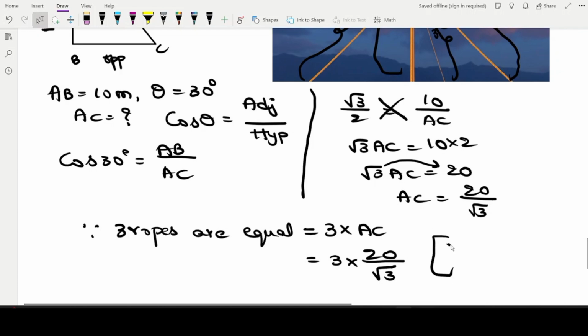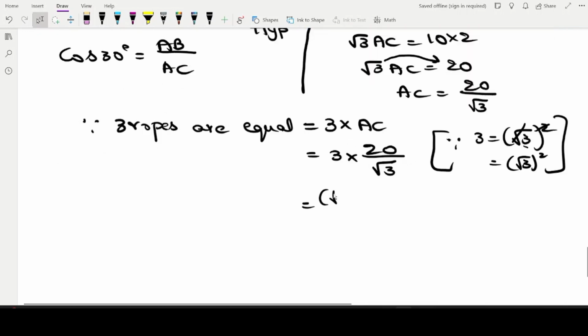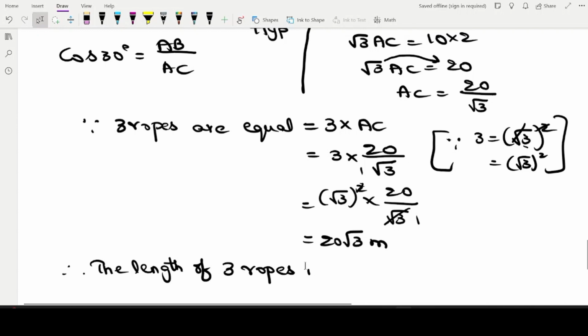As we discussed earlier, we can write 3 as root 3 whole square, where the square root gets cancelled and you will be left with 3 again. Writing the 3 as root 3 whole square into 20 divided by root 3, one root 3 gets cancelled. Now you are left with root 3 into 20, which is 20 root 3 meters. So therefore, the length of the 3 ropes is 20 root 3 meters.